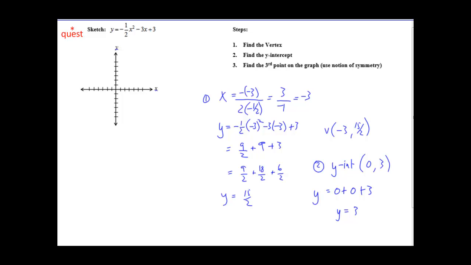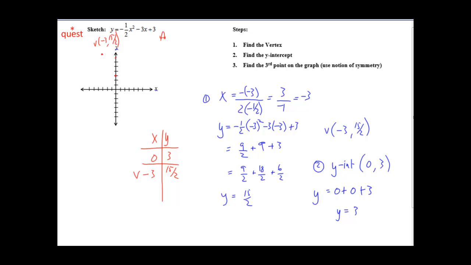So if we go over to the graph, we're going to graph negative 3. We're going to go up 7.5. We know the graph opens down, so the vertex is negative 3, 15/2. We know that it crosses the y-axis at 0, 3. So it crosses there. The notion of symmetry is meaning this. Here's my x, here's my y, I just found 0, 3. I know the vertex is negative 3 and 15/2.